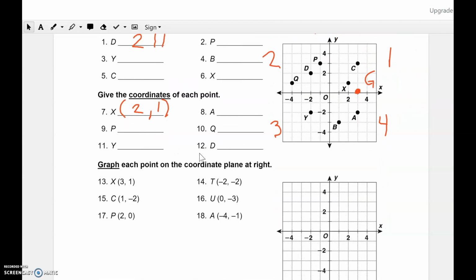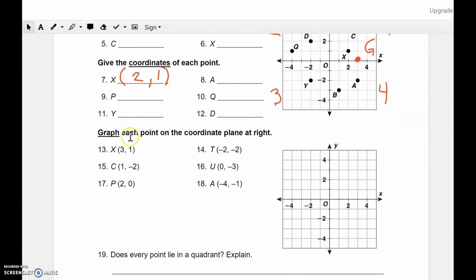Then it says down here, graph each point on the coordinate plane. So I'll do number 16, U. I'm going to slide 0 and drop it down to negative 3. So slide nothing and drop it down to negative 3. Okay? And sometimes it's helpful when we're correcting if we put the letter there, so that's letter U.